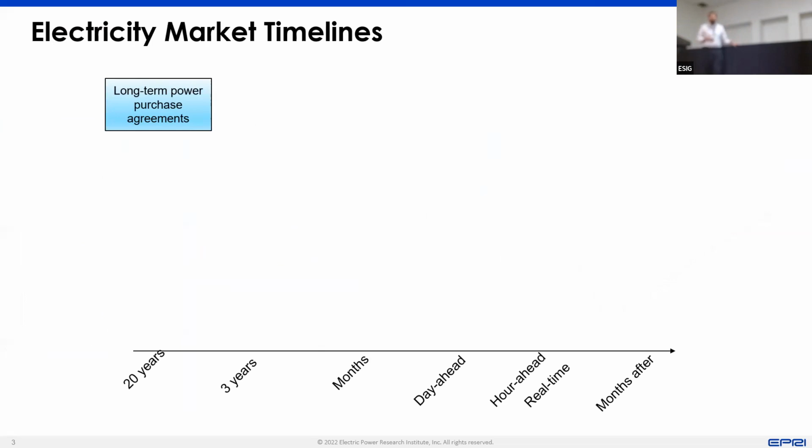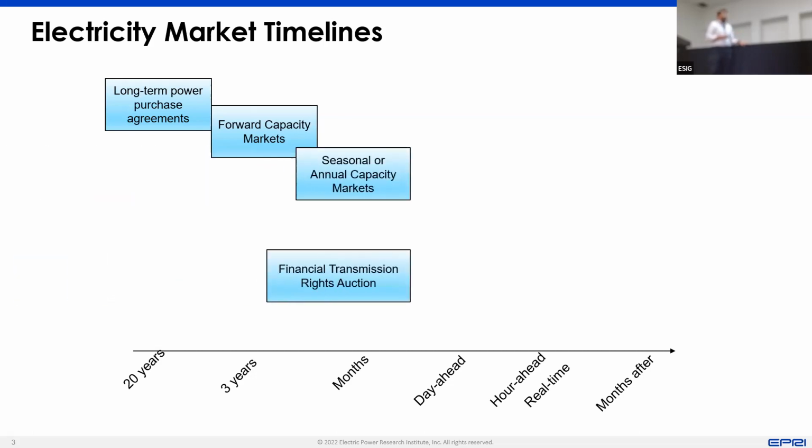and I think Aidan had a couple of different charts showing something very similar, but you have your long-term power purchase agreements, far in advance, your forward capacity markets, typically around 3 years in advance to procure capacity for a market region. Then you have, in different regions, seasonal or annual capacity markets, as well as your financial transmission rights auctions, typically a few months to 6 months in advance.